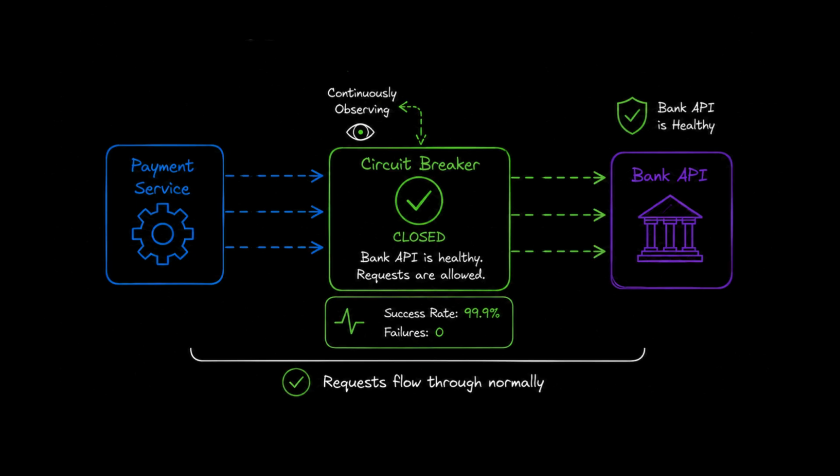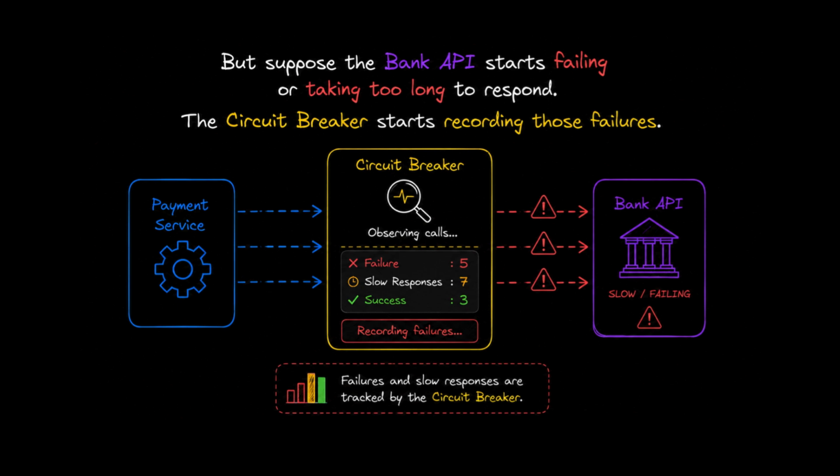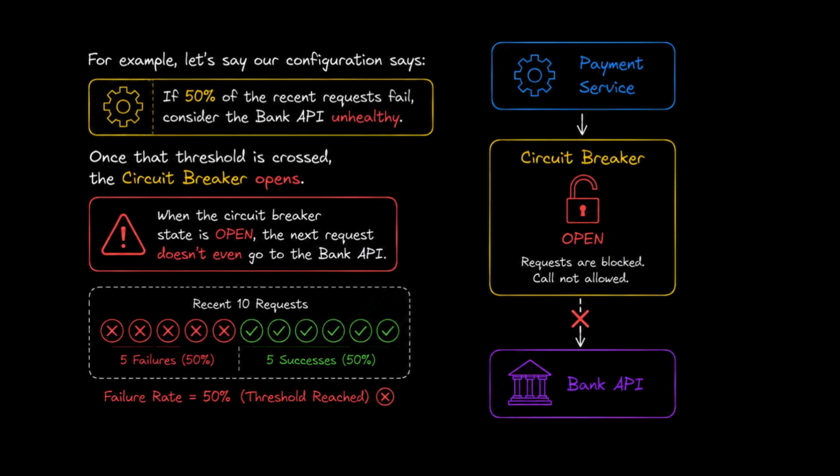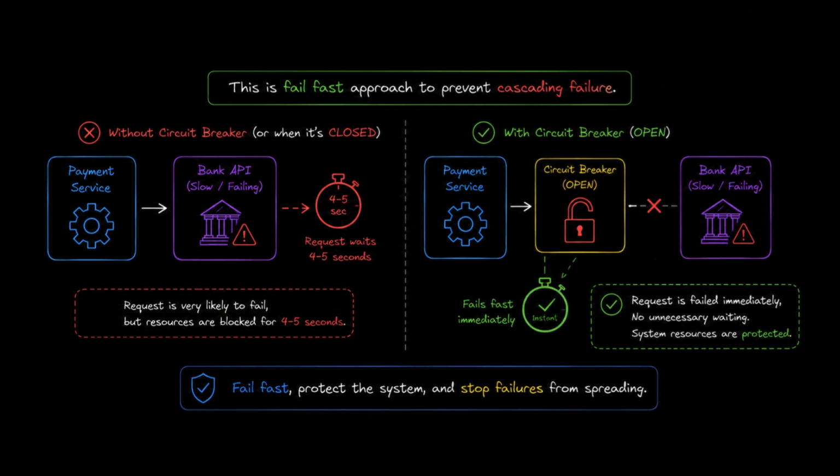As long as the bank API is healthy, requests are allowed. But suppose the bank API starts failing or taking too long to respond, the circuit breaker starts recording those failures. For example, let's say our configuration says if 50% of the recent requests fail, consider the bank API unhealthy. Once that threshold is crossed, the circuit breaker opens. When the circuit breaker is open, the next request does not even go to the bank API. Instead of waiting 4 or 5 seconds for a request that is very likely to fail, the circuit breaker fails the request immediately. This is a fail-fast approach to prevent cascading failure.